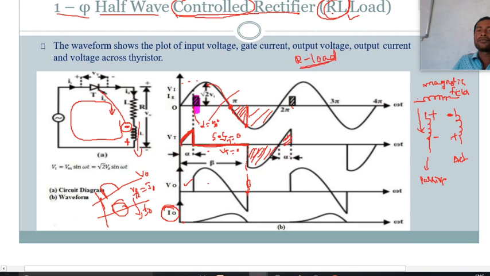In case of RL load, this is the output voltage, but the output current will not be like this, because the output is connected across the resistor and the inductor, so this inductor stores energy, stores energy up to this area. So let me show clearly. I want to erase these things.